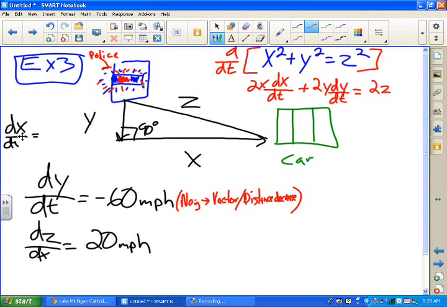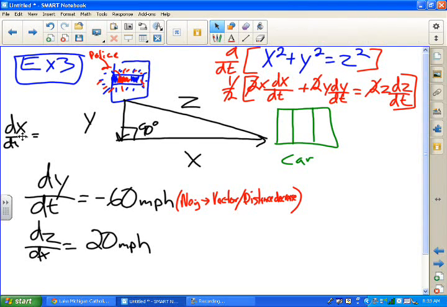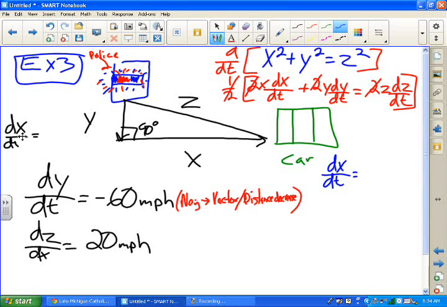Now, what we're trying to figure out is the rate of change of the car. After I take my derivative, I want to start simplifying. Everything had a coefficient of 2, so I multiply the whole equation by 1/2 and get rid of the 2's. Next, I solve algebraically for dx/dt because that's what I want to find. I get z dz/dt minus y dy/dt, all over x. Then I check whether I have numbers I can plug in for these variables.